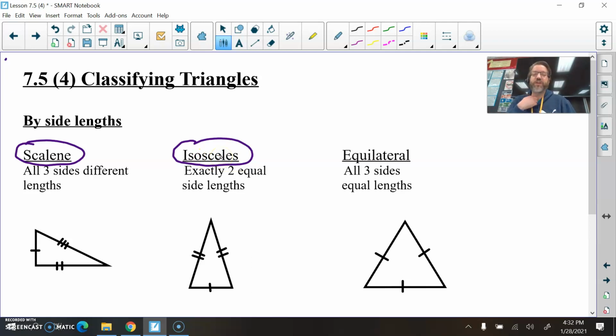Isosceles. I know that's weird, isosceles, why the extra C in there? Hey, it's a Greek thing, man.